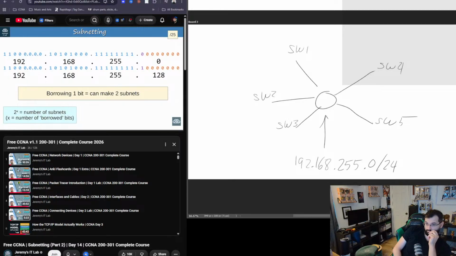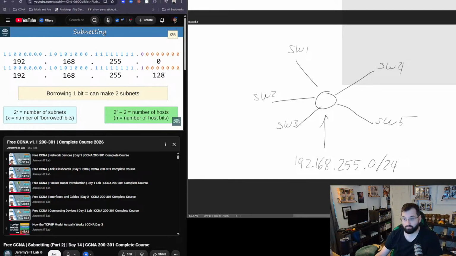The formula for the number of subnets is 2 to the power of x, and x is the number of borrowed bits. This is similar to calculating the number of hosts in a subnet, which is 2 to the power of n minus 2. 2 to the power of x equals the number of subnets. X is the number of borrowed bits. So 2 to the power of 1 is 2, so we have 2 subnets. And n is the number of host bits. We subtract 2 for the network address and broadcast address, which can't be assigned to hosts. However, when calculating the number of subnets, we don't have to subtract 2, so it's simply 2 to the power of x, the number of borrowed bits.